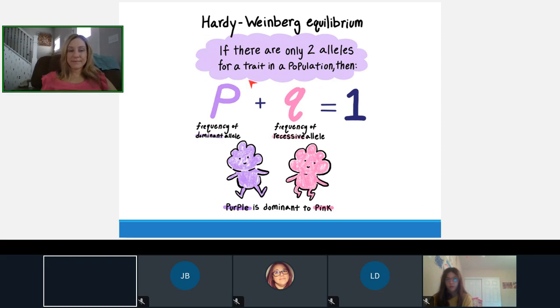So the P, all right, we know there's only 2 alleles for any type of characteristic, right? We get one from mom, one from dad. It's either a dominant or a recessive gene. All right, so P is going to be the frequency of a dominant allele. So everyone say P equals dominant in chat, all right? Because the chat might be getting away from us. P equals dominant.